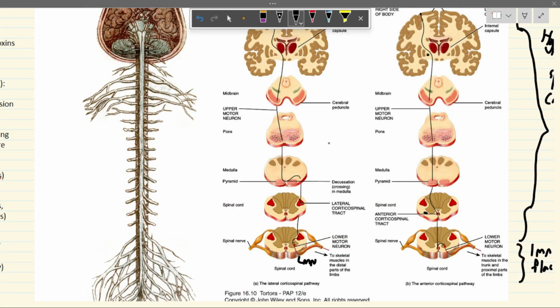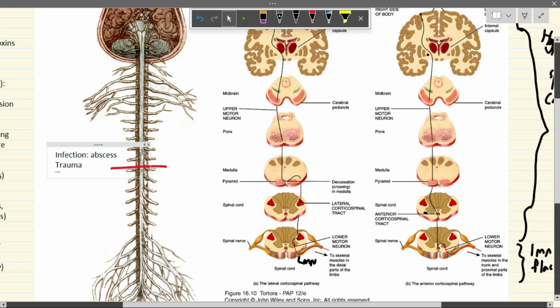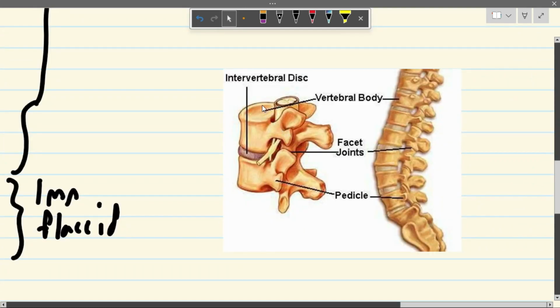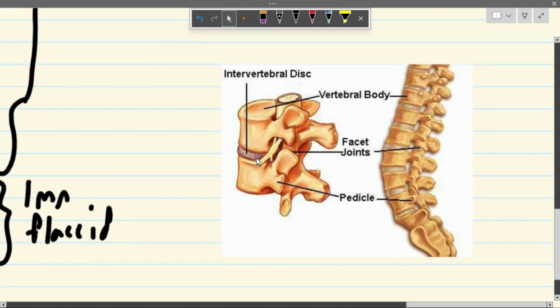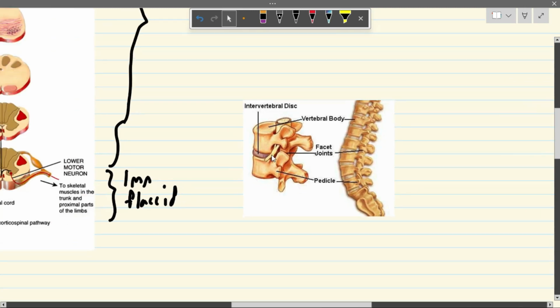Now let's say one level of our spinal cord is damaged. It can be due to infections, causing abscess, or it can be due to trauma, causing lesion or hematomas, or it can be due to autoimmune transverse myelitis, or sometimes simply because the intervertebral disc is pushing forward or prolapsing forward and compressing on the spinal cord or the nerve roots, or some degenerative disc disease causing the vertebrae to fuse together and actually causing compression to our spinal cord.